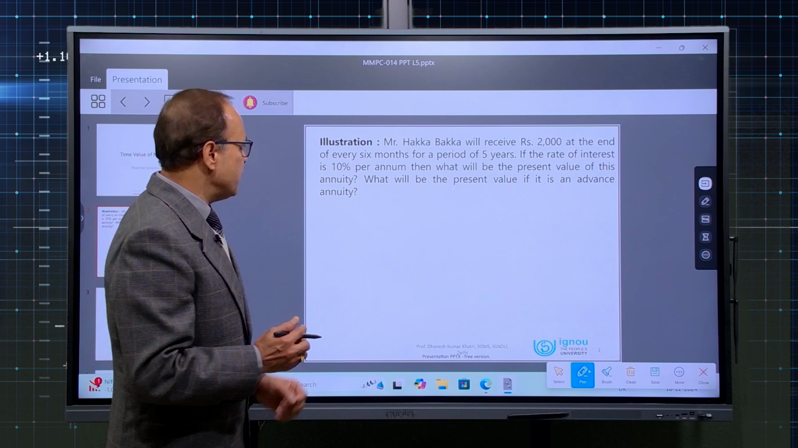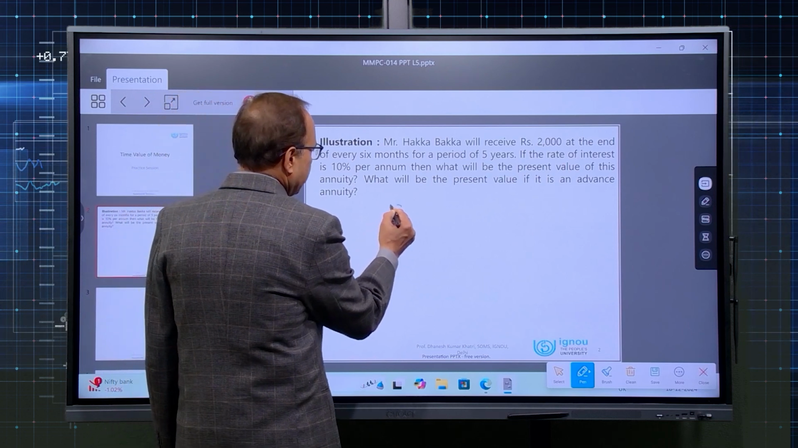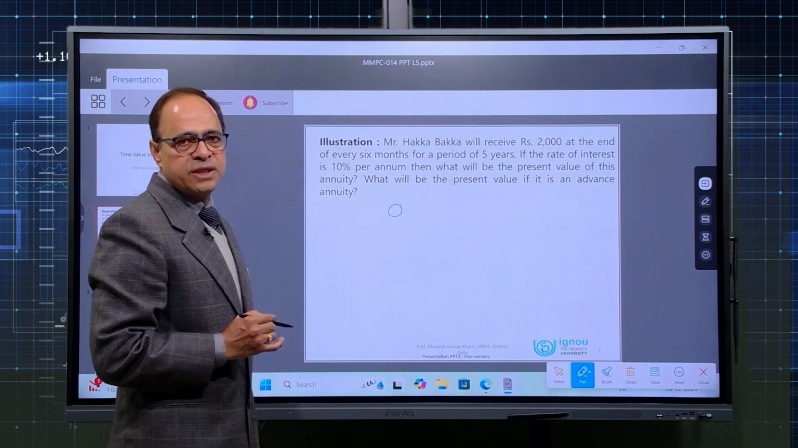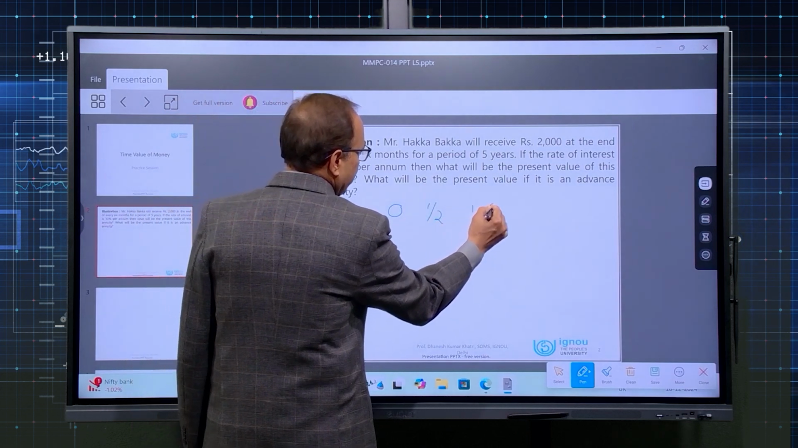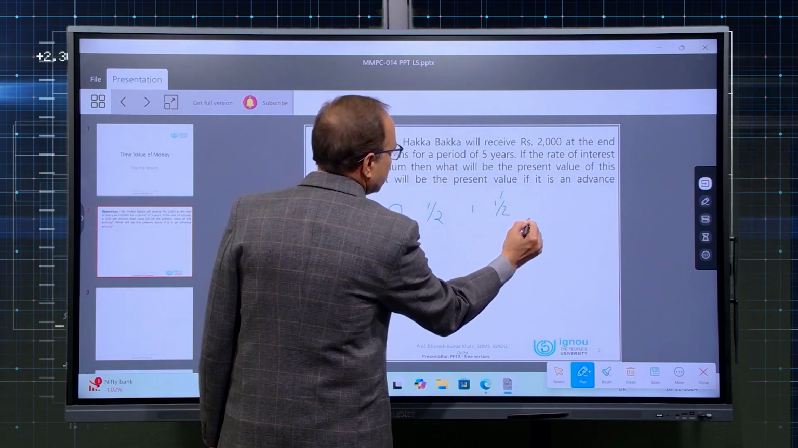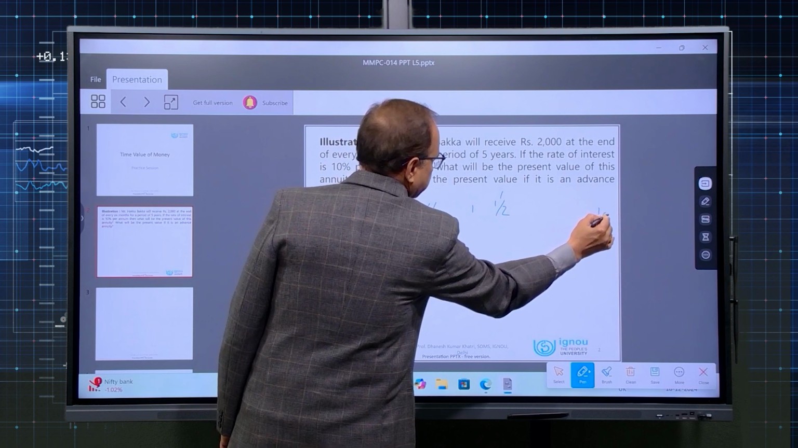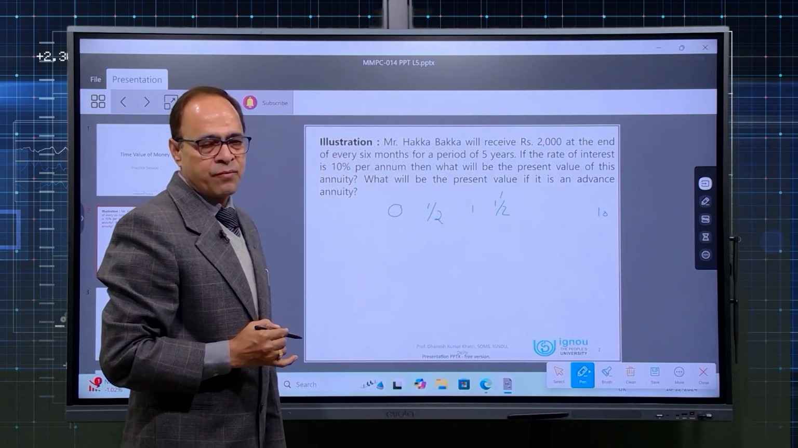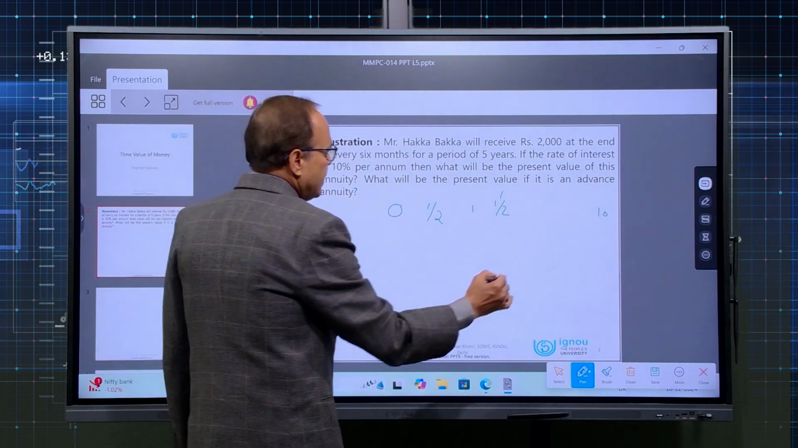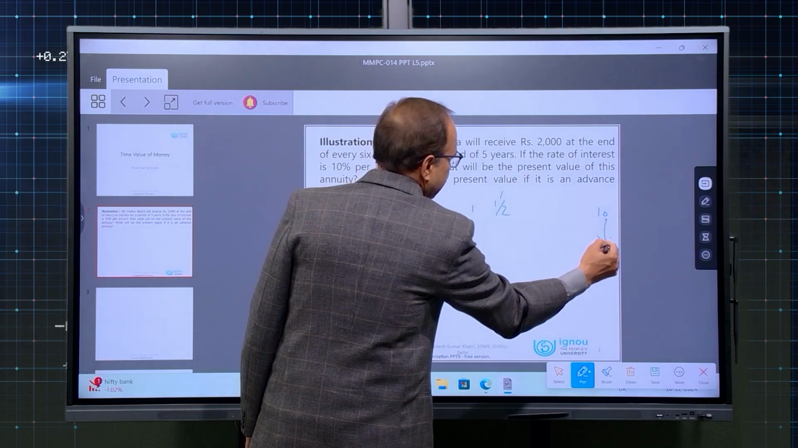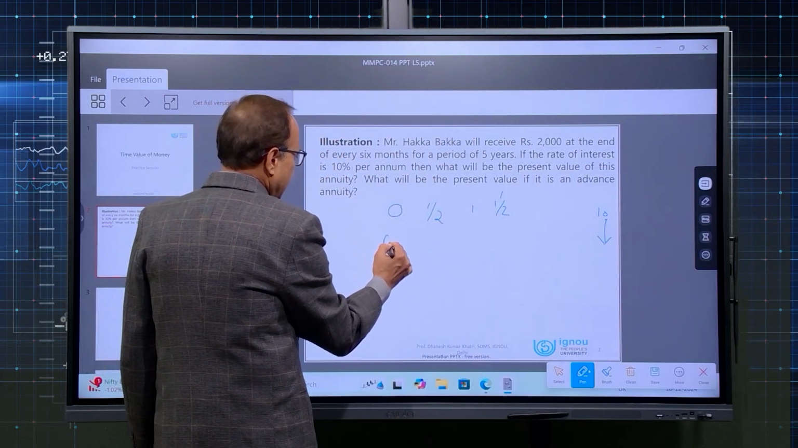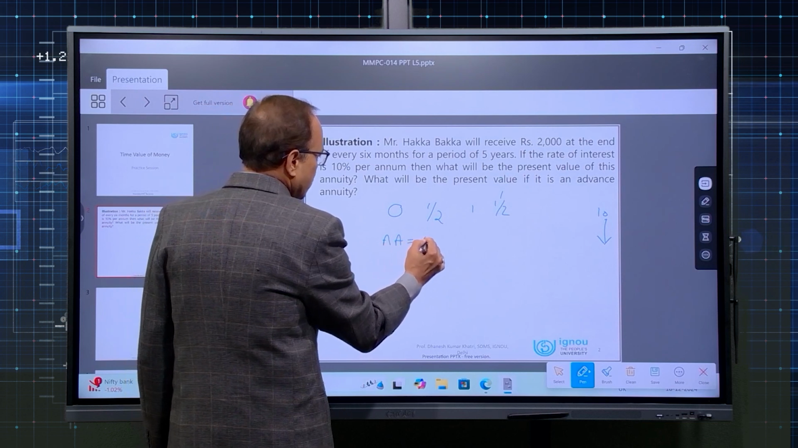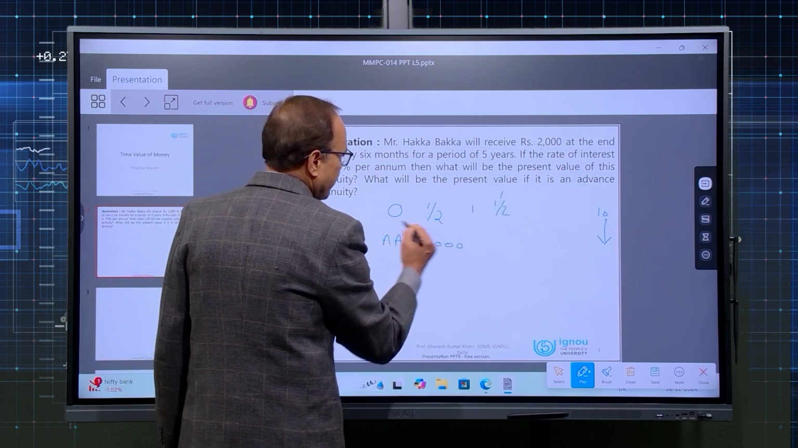Now, in this case, if I put it on the timeline, 0 time means today's time, then every 6 months he is going to get 2000 rupees. That means up till the 10th year he will be getting this particular annuity. So, we can say his annuity, that is PMT as we call it, is 2000.